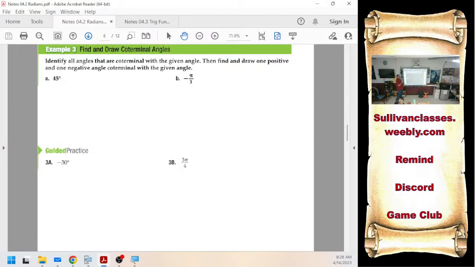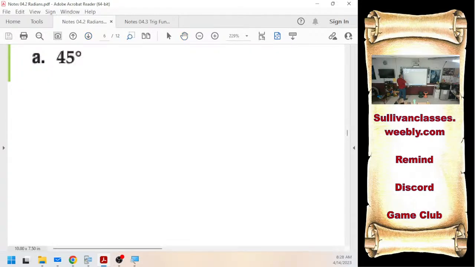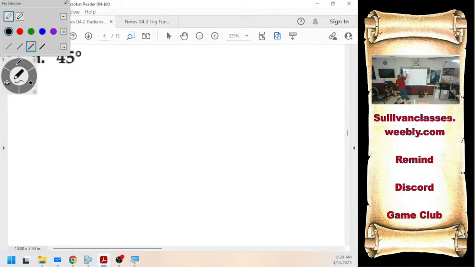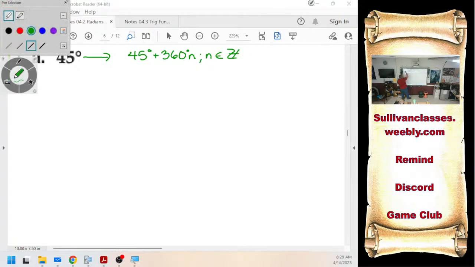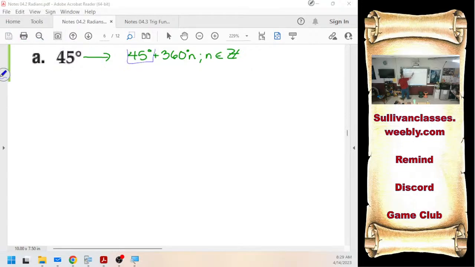So, start with: identify all angles coterminal with 45 degrees, draw it, and sketch a positive and negative coterminal angle. To make all angles coterminal, it's super easy. I just say 45 degrees plus 360n, where n is an integer. It's going to be the same thing every time. It's just the initial angle that changes. Okay?